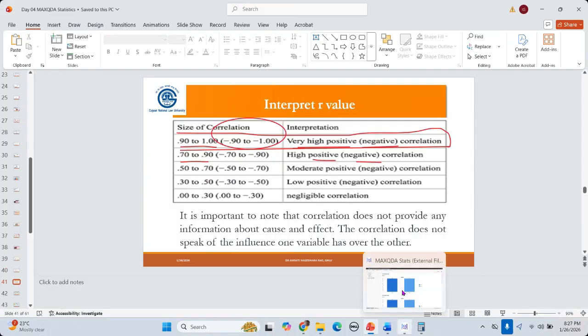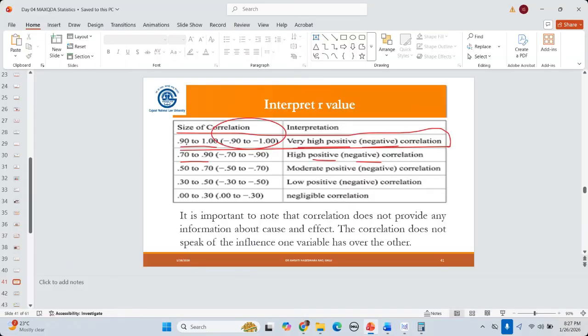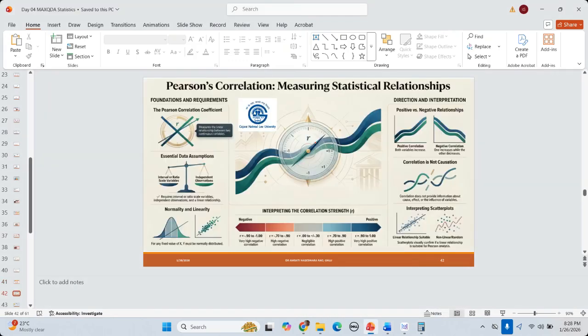Now looking at our test result, 0.967, it is coming under very high positive correlation between management support and satisfaction of the employees. Okay.